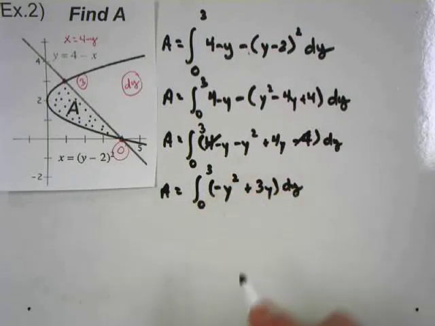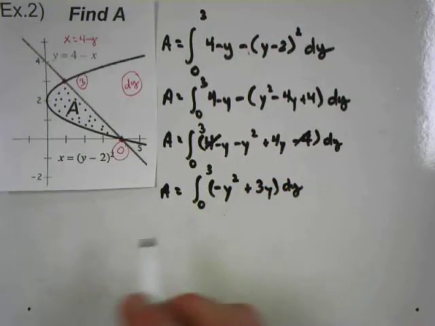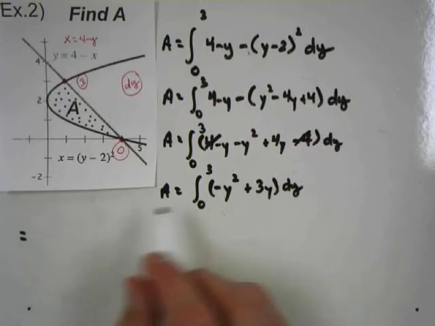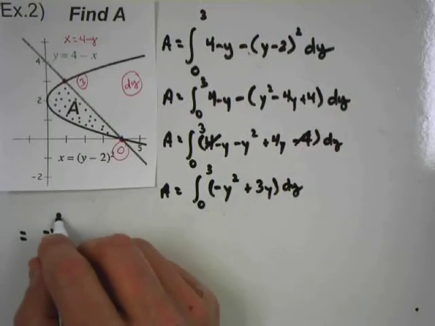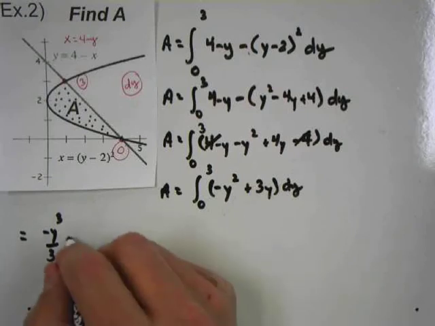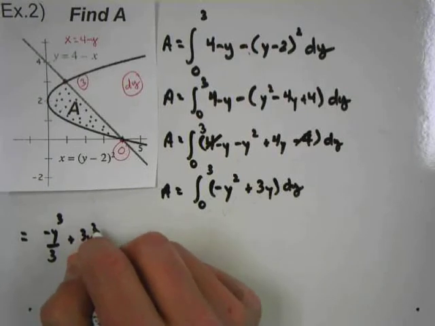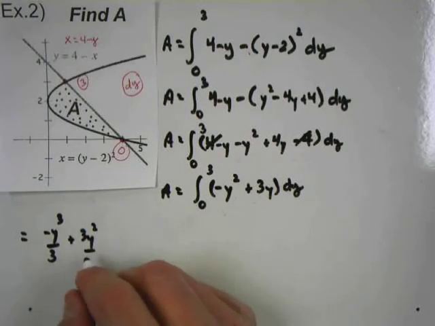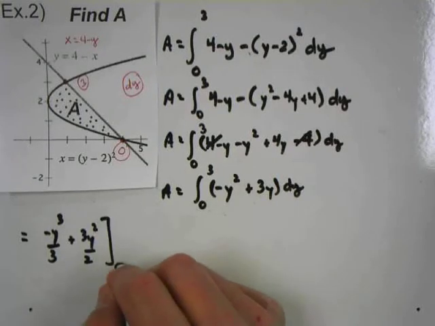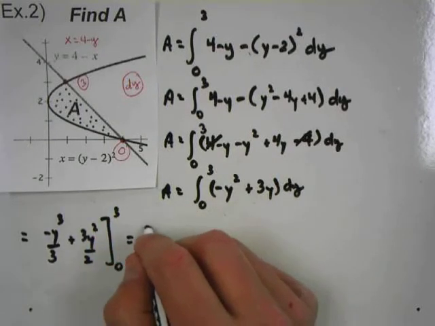Now if you're bored, you can go back and do this one with respect to x. You're going to see it's a lot busier. All right, moving on. Let's integrate. So we get negative y cubed over 3 plus 3y squared over 2, from 0 to 3.